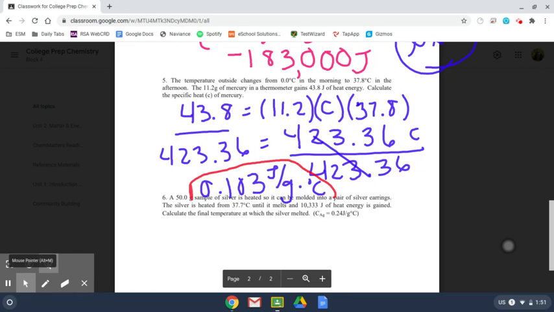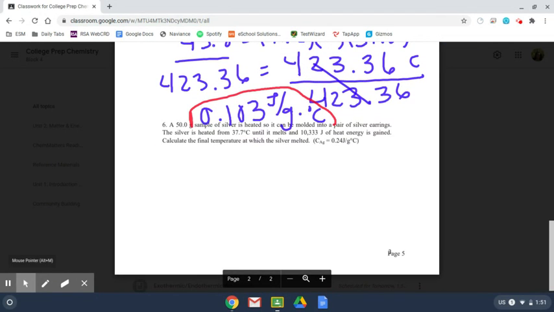All right. A 50-gram sample of silver is heated so it can be molded into a pair of silver earrings. Silver is heated from 37.7 degrees Celsius until it melts, and 110,333 joules of heat energy is gained. Calculate final temperature, and they give us the specific heat of that.